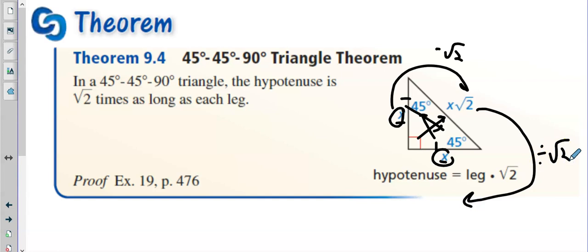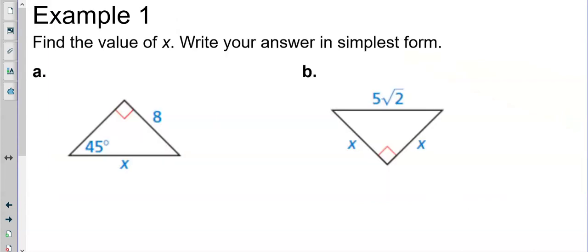And just think about it. The hypotenuse is the longest side. So if we're going from the leg to the hypotenuse, we're getting bigger. And if we're going from the hypotenuse to the leg, we're getting smaller. So let's do some math.